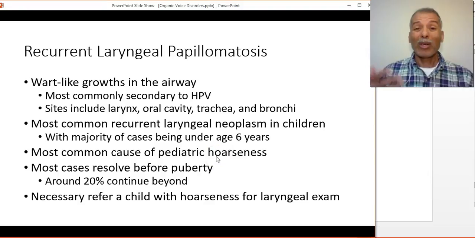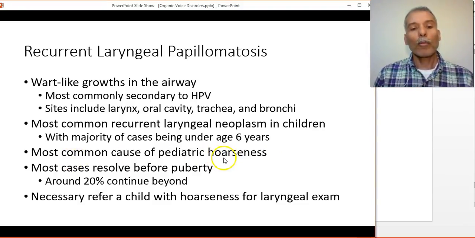If the child doesn't have a cold, and doesn't have a behavioral problem to cause hoarseness, and they have hoarseness not due to any known cause, for example allergies or vocal abuse and so on, then that becomes a candidate. It's one of the most common problems here.